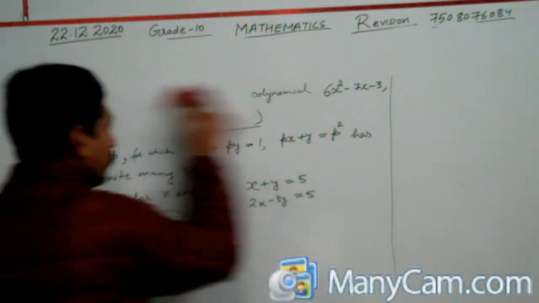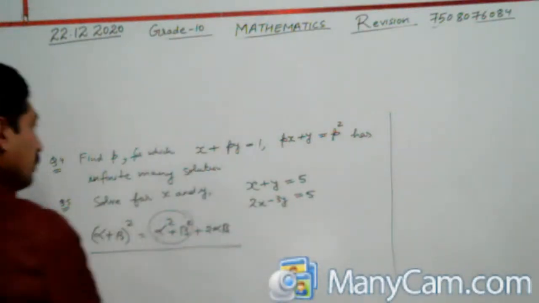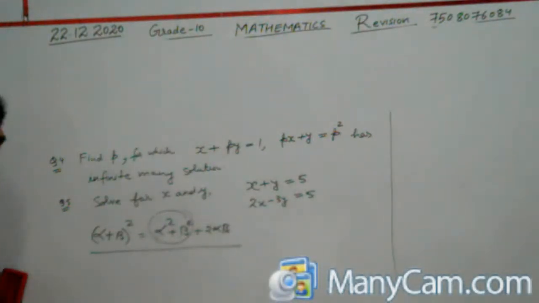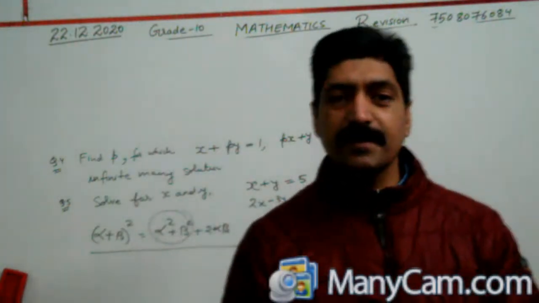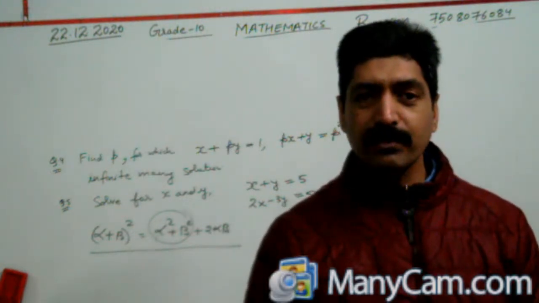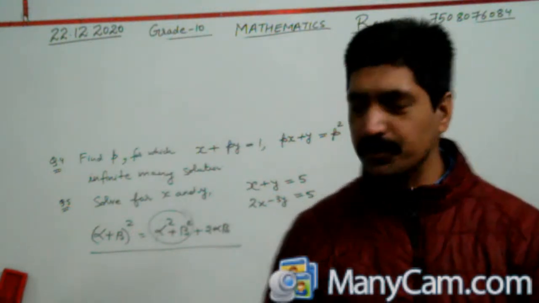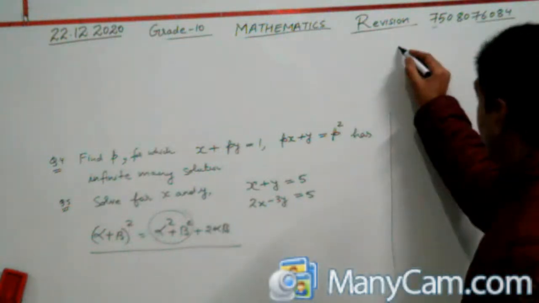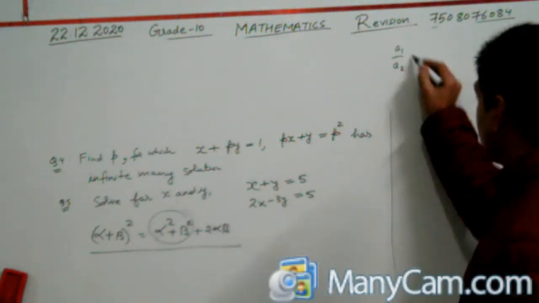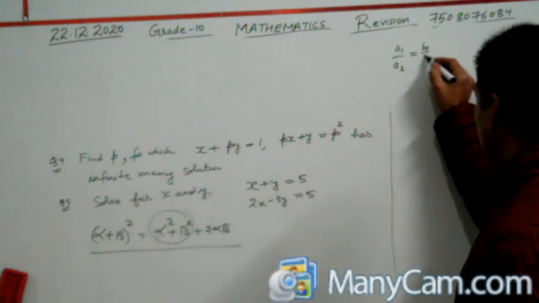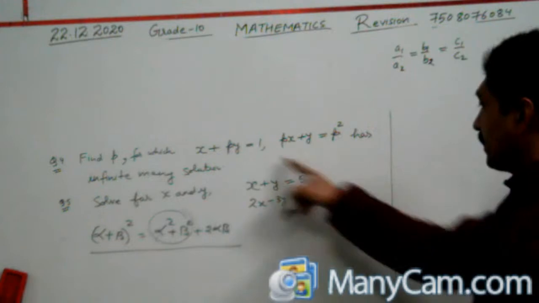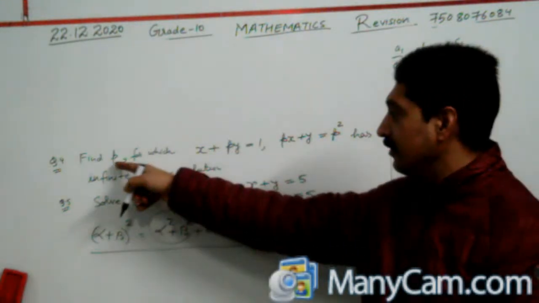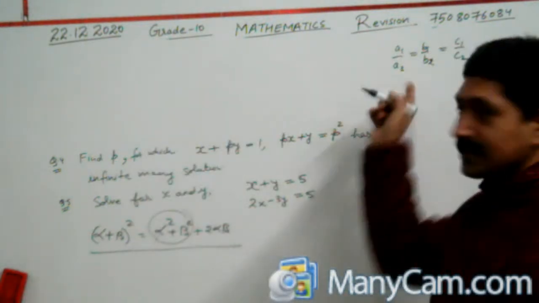Question number 4. We know the pair of linear equations. If we revise the concept, when we have infinitely many solutions, then a1 upon a2 is equal to b1 upon b2 is equal to c1 upon c2. For this question number 4, we will find the value by applying this.